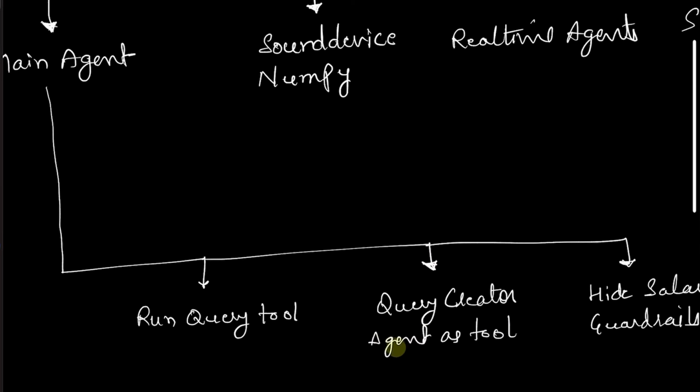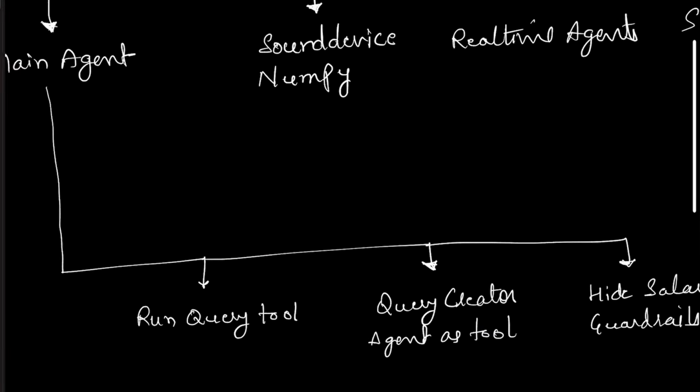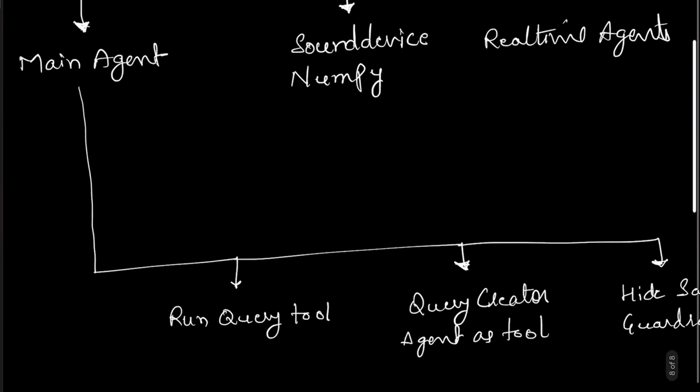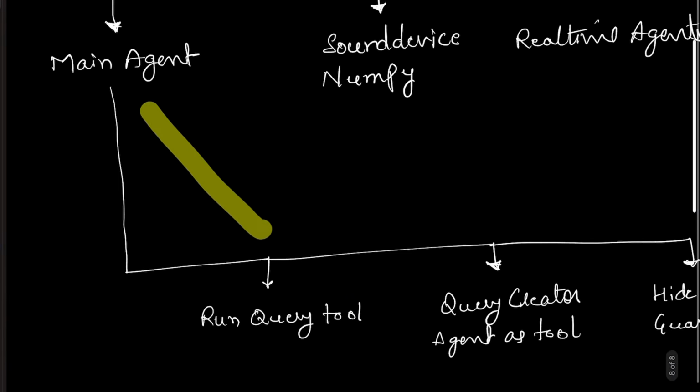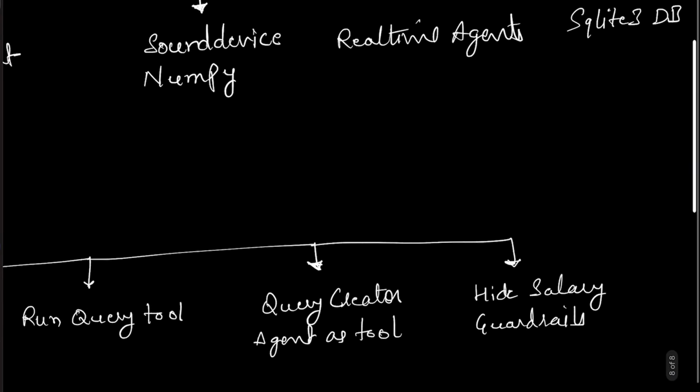So this query creator will create a query and then pass that query to the run query tool. This is a function which we are going to run. And once we have the result from the run query tool, it will be fed back to the main agent, which is going to convert the result into natural language.